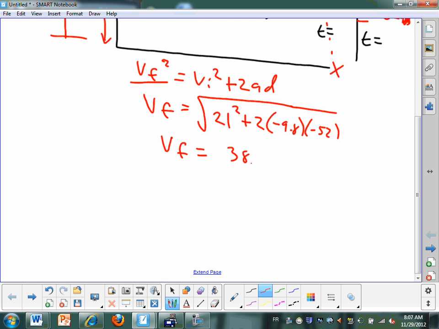Now, remembering that every time I take a square root of something, I get a plus and minus answer. What direction do you think the velocity would be when it's hitting the ground? The velocity when I'm hitting the ground would be going down. So it's actually negative 38.21 meters per second.